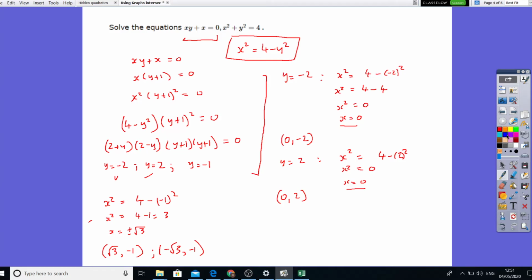So all in all, find all my solutions, the answers. I can have root 3 minus 1. They could intersect at minus root 3 minus 1. Intersect at 0, minus 2. They could also intersect at 0, 2. So you've got quite a few solutions here where they will cross, quite a few intersection points. 1, 2, 3, 4 intersections.